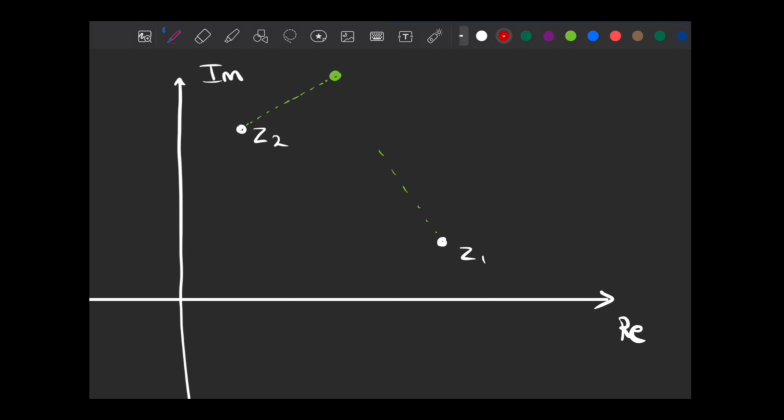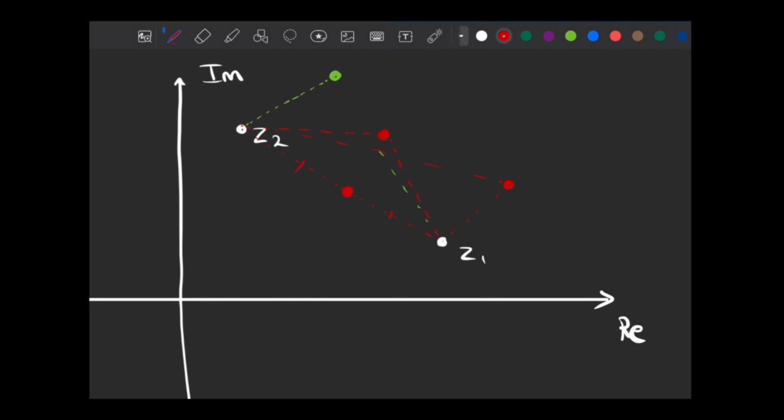Same goes for a point over here. This is not an equal distance away from the two. It's a lot closer to z1. The point over here, right in the middle of the line that joins these two, well, that would be equidistant from the two of them. The distance from z1 to that point is the same as the distance from z2 to that point. How about a point over here? Yep, that looks like it's about the same distance from both.